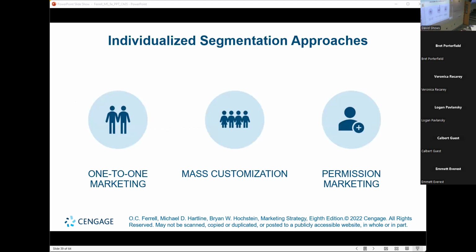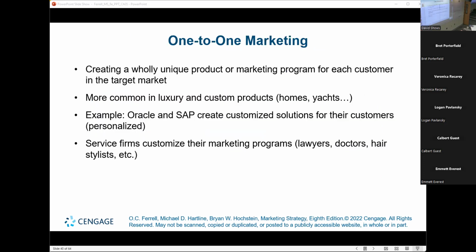We can drill down even further into individualized segmentations, and we can do that now because we have the technology and the information to help support that. And so we have what's known as one-to-one marketing, mass customization, and then, of course, we have what's at the end now of social media, which is permission marketing. One-to-one marketing is where we look for a wholly unique product for each individual customer.